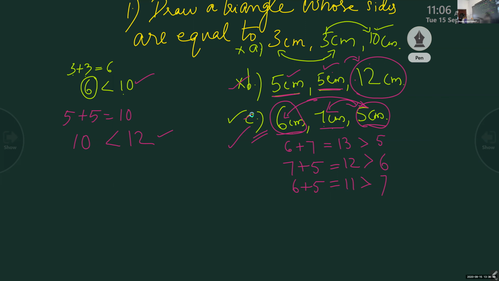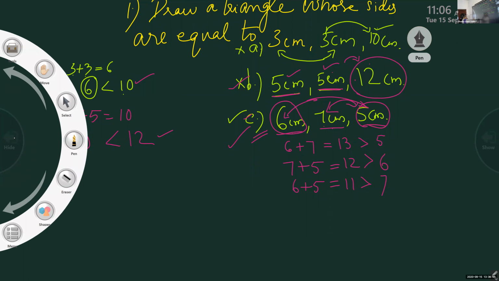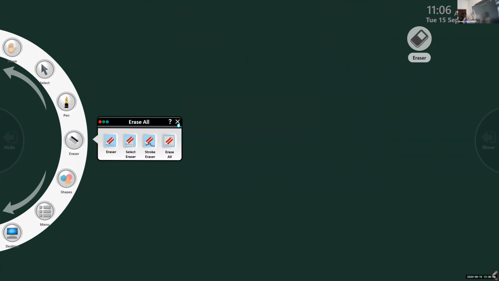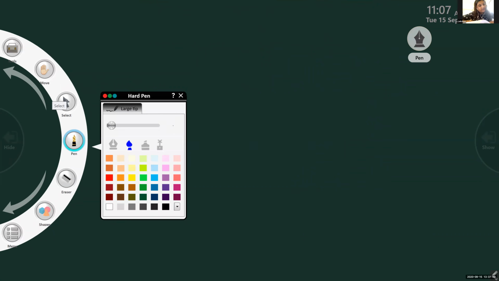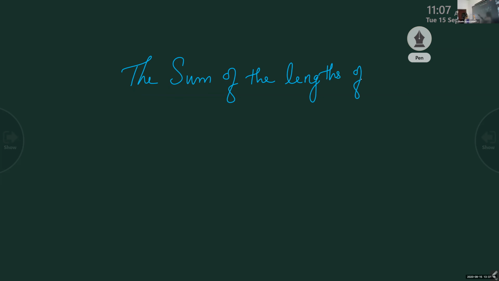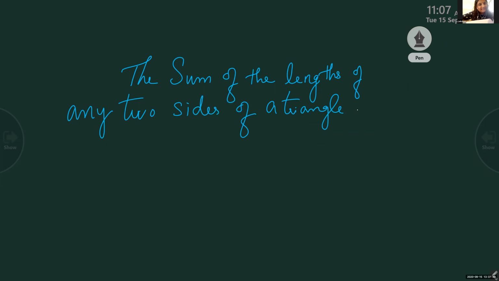So what is that condition? Let us see. There is a rule for the sides of the triangle. Write down this. This is the rule. The sum of the lengths of any two sides of a triangle is greater than the third side.